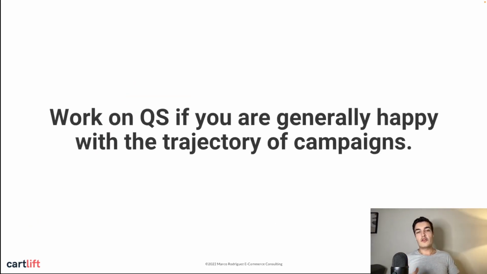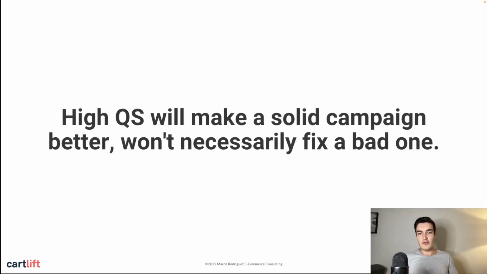So work on quality score if you are generally happy with the trajectory of your campaigns, if things are generally going in the right direction, if you are breaking even or almost breaking even, but you see some potential, you see some sales, you see a somewhat decent ROAS, right? And a high quality score will make a solid campaign better, but it won't necessarily fix a bad one.